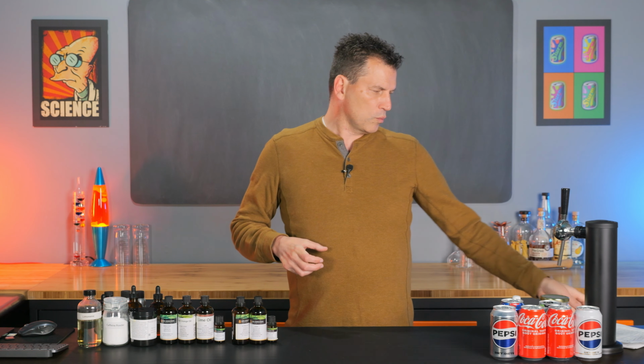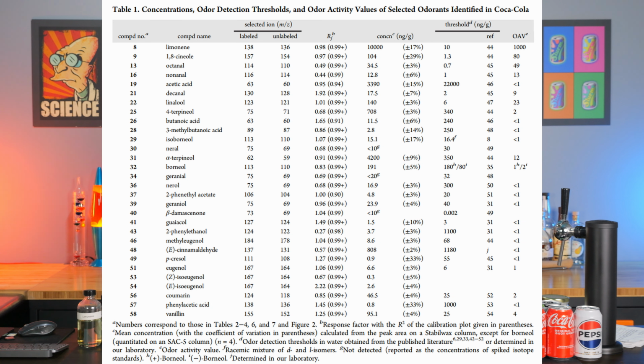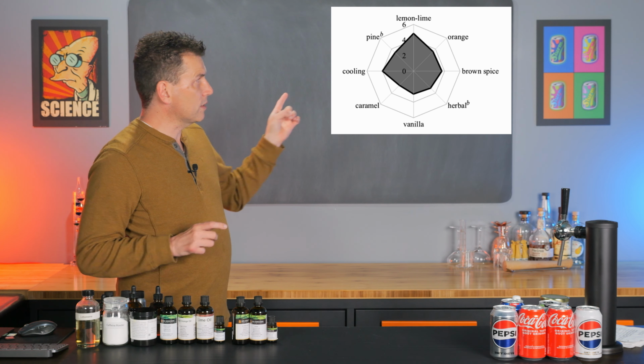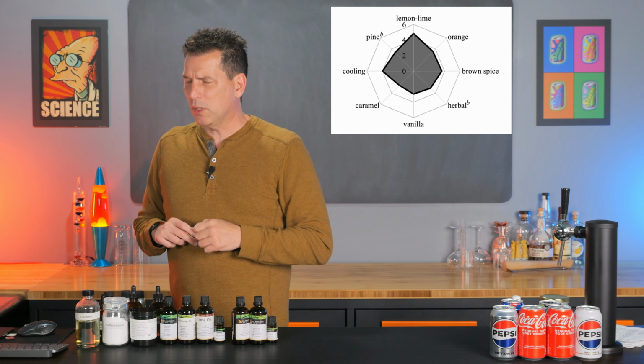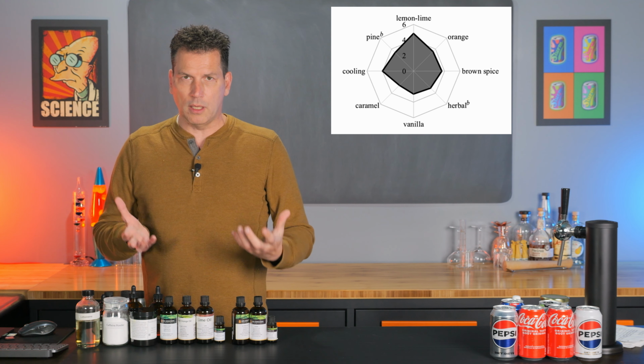And there is this research paper where they did some GC mass spec work on cola flavor, specifically Coca-Cola. The primary ingredient is limonene, and you can see this is a spider plot from the research paper. You'll see at the top that the most dominant flavor is this lemon lime.